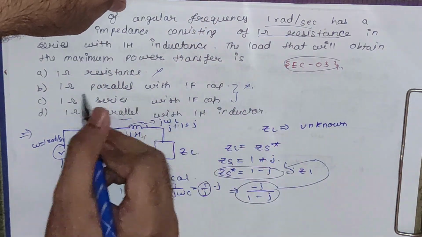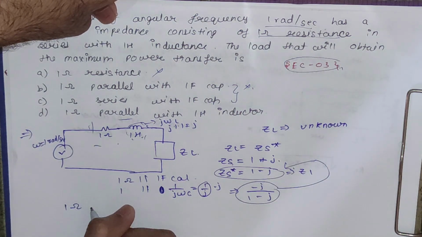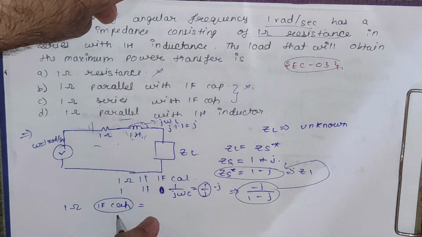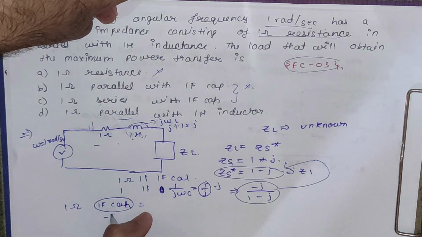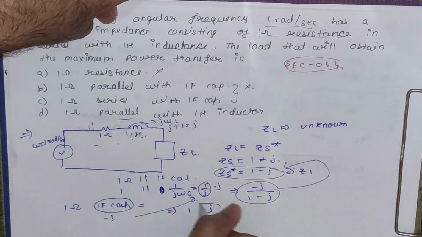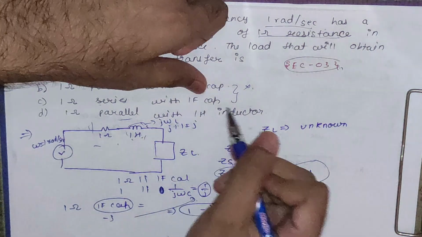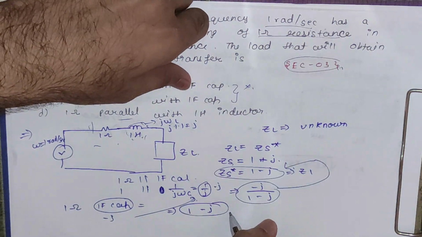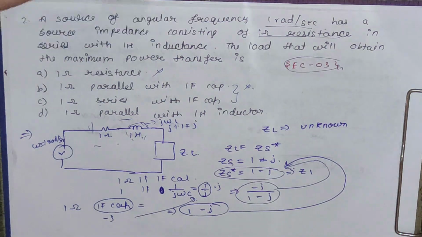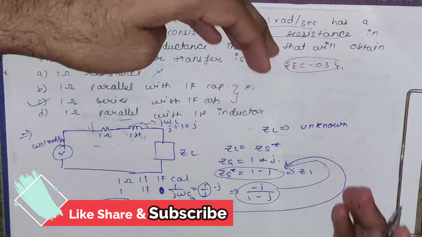So we are remaining with this 1 ohm series with 1 farad capacitor. So if 1 ohm is in series with 1 farad capacitor, we can write the 1 farad capacitor as minus j, right, from this one. Okay, so we will write 1 minus j will be the ZL when 1 ohm is in series with 1 farad capacitor. And you can see that this is nothing but this ZS conjugate. So we will say the correct option will be this C1, that is 1 ohm series with 1 farad capacitor.